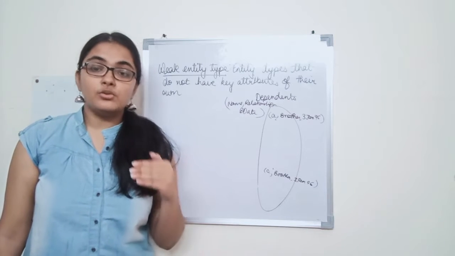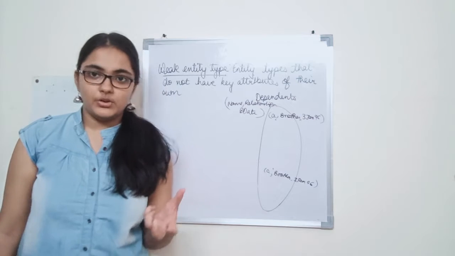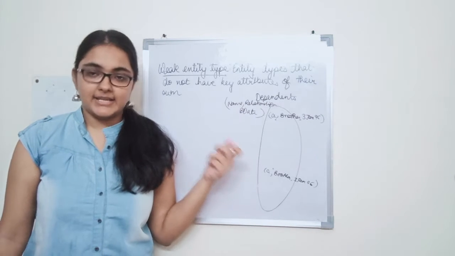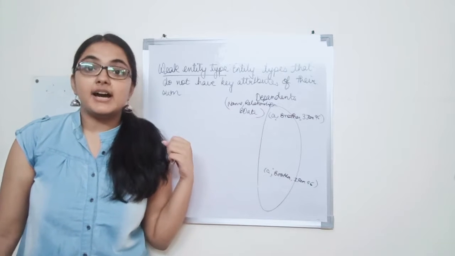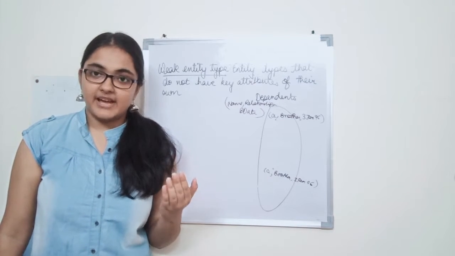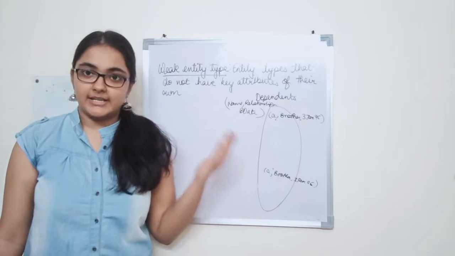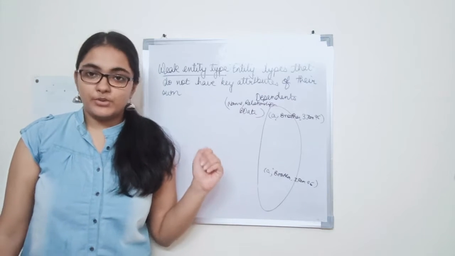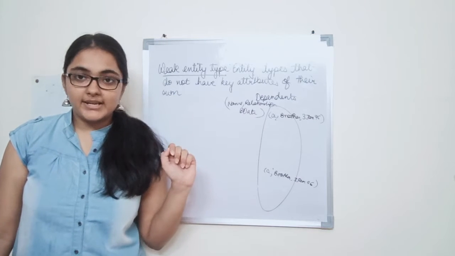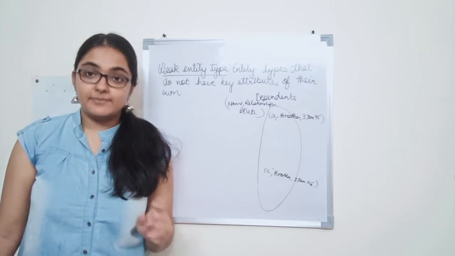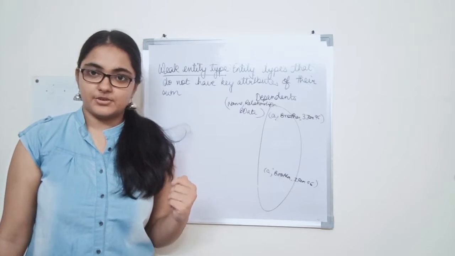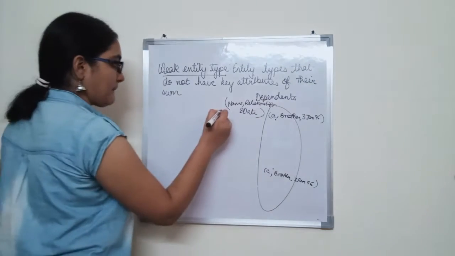So in order to solve this problem, what we do is we relate this dependent entity type to some other entity type via a relationship type, so that we are able to uniquely identify each entity of the dependent entity type. And the entity type to which we relate this dependent entity type is called an owner entity type or identifying entity type, and the relationship through which we do it is called an identifying relationship. Okay, so let us see.